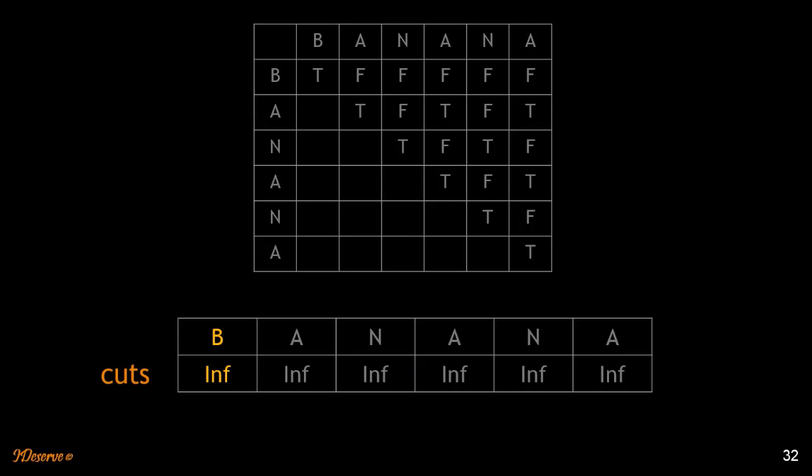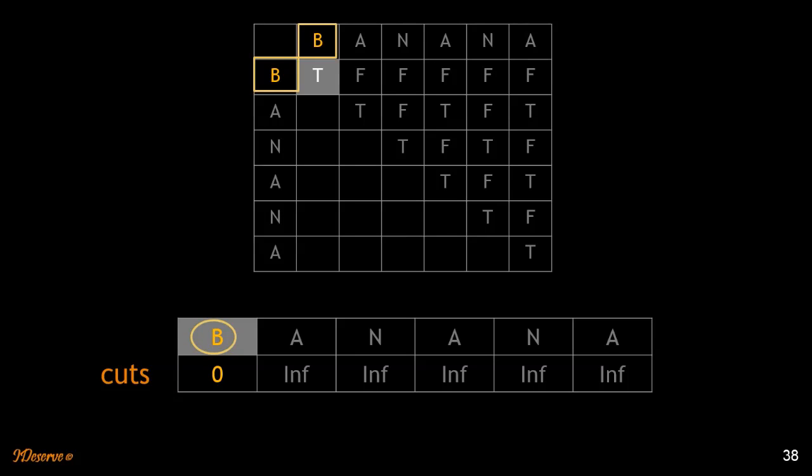For example, if you are looking at this cell, you are only looking at the substring B. If you are looking at this cell, you are looking at substring BA. This cell denotes the minimum number of cuts required to split up this substring BA. Similarly for BAN and BANA and so on. So let's start with B. B is trivially a palindrome, right? So we don't have to split it up. The number of cuts required for that is 0.